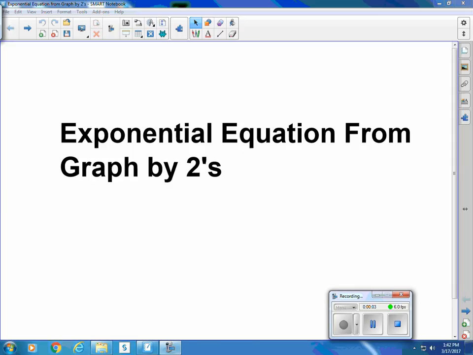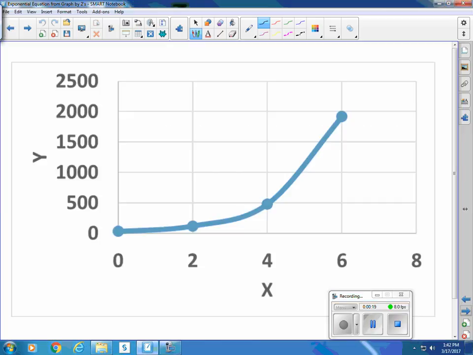This video clip is to explain how to get exponential equations from a graph when you only see every second value. So it counts by 2's, so to speak. So I have a reading at 0, at 2, 4, and 6. And it looks exponential because of the curve. So we try to estimate that value right there.